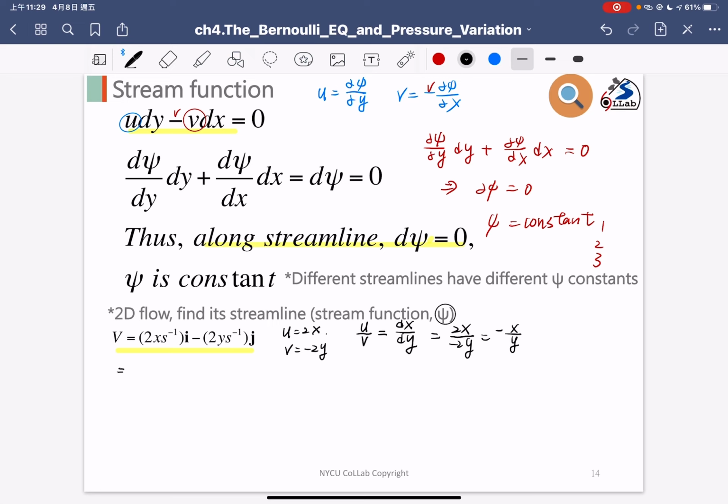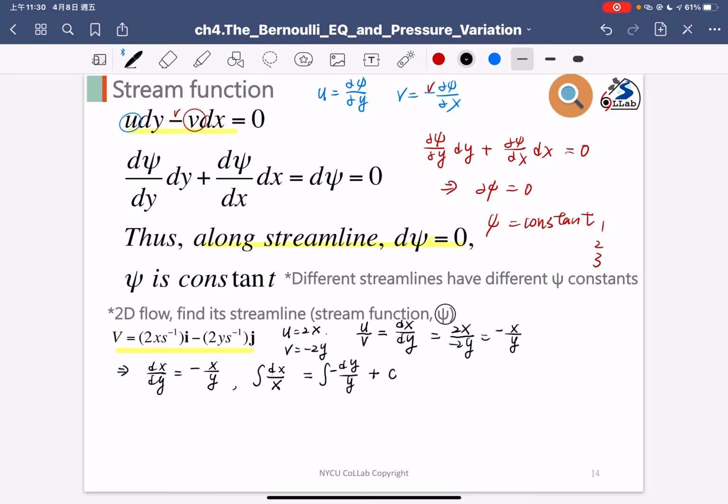So I reorganize the equations. dx/dy will equal to minus ax divided by y, and I put the same parameters together. So dx divided by x will equal to dy divided by y, with a minus, okay? And I can do the integration operation on both sides, right? So I do the integration on both sides, and then maybe we have an additional constant, right?